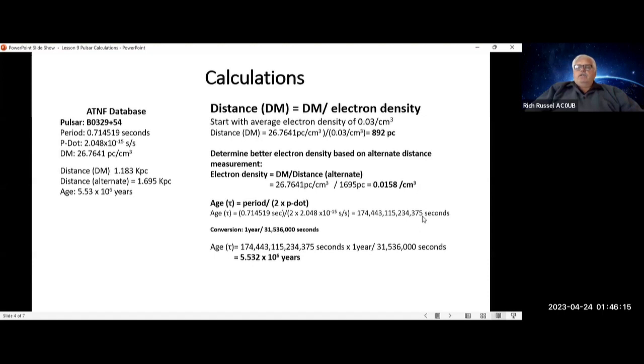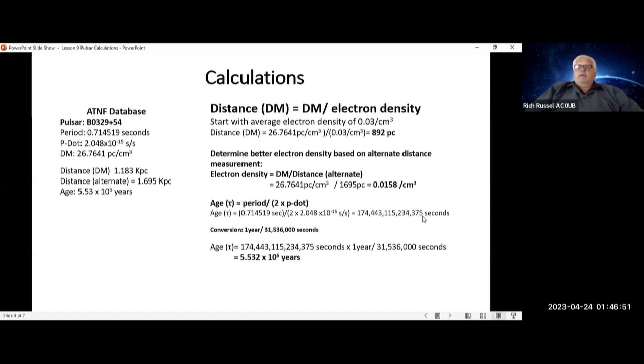The average is 0.03 per centimeter cubed in the galaxy based on some reference sources. So we'll start with that. So you take your distance equals the dispersion measure, which is 26.7641 parsecs per centimeter cubed. Divide that by 0.03 per centimeter cubed, and that gives you a distance of 892 parsecs.